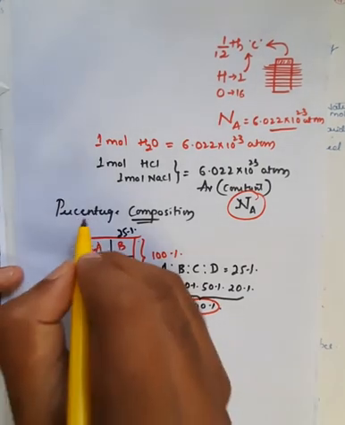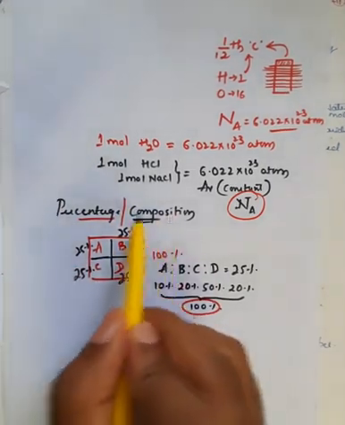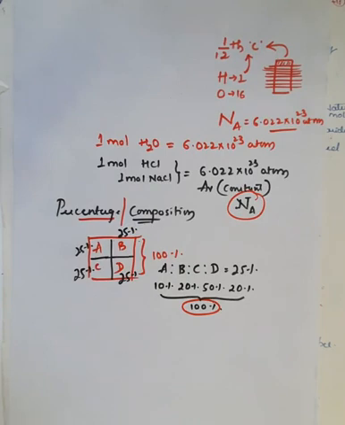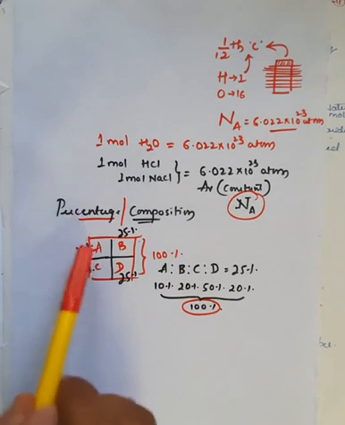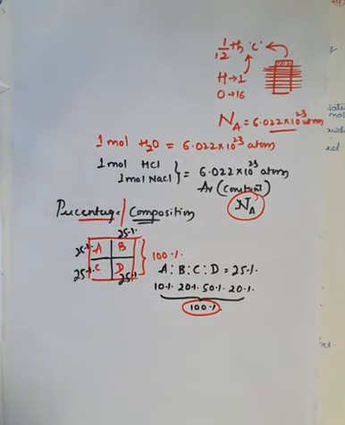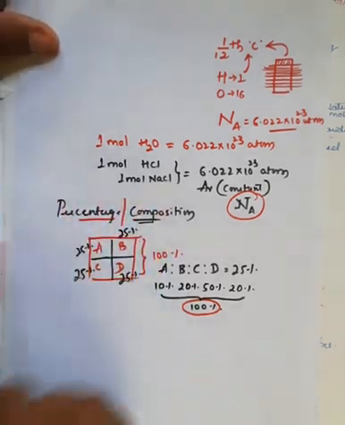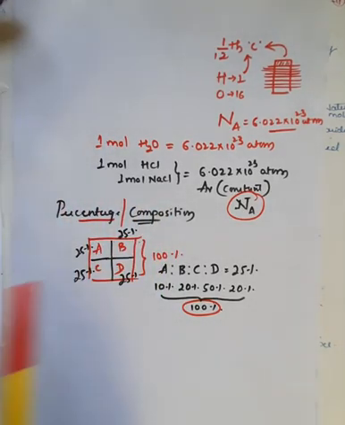In the word itself, if you divide this in two, composition means mixing, right? So during mixing, what happens? There will be different percentages of molecules that are bonded or mixed. That is generally called percentage composition. There is one formula for the calculation of percentage composition. We'll see that one.